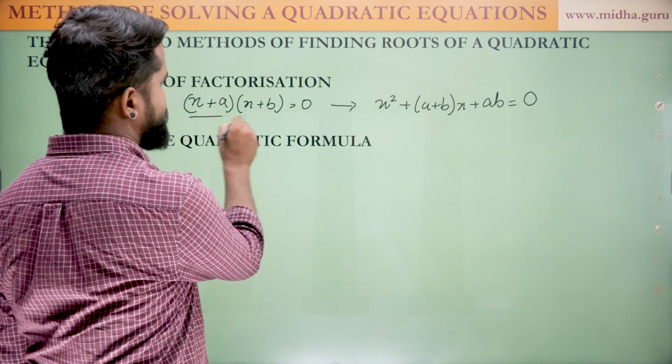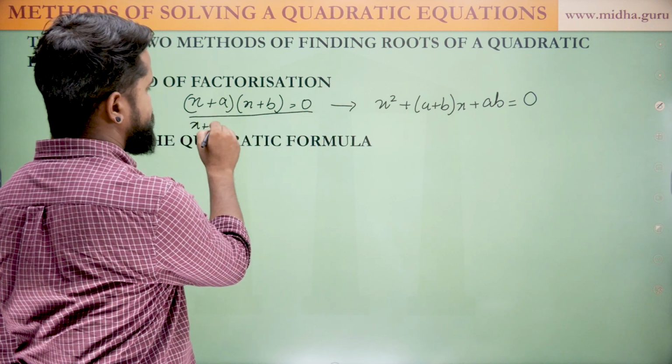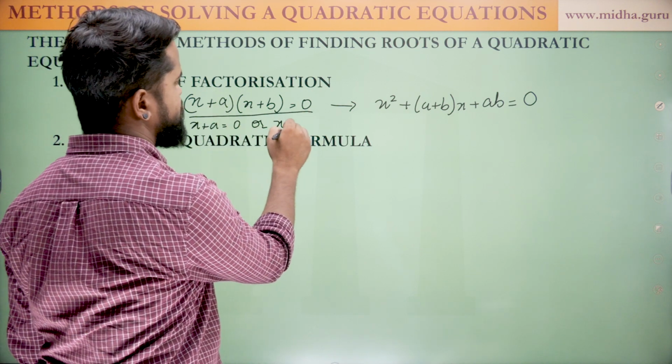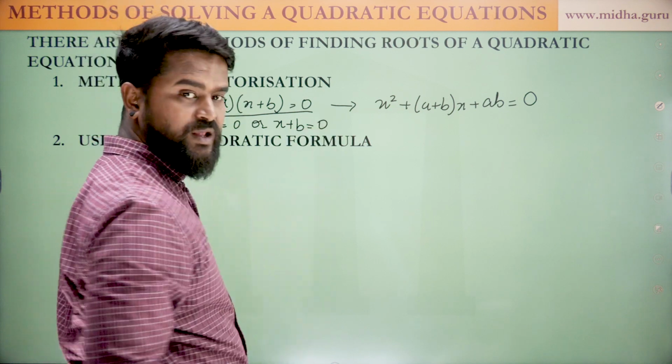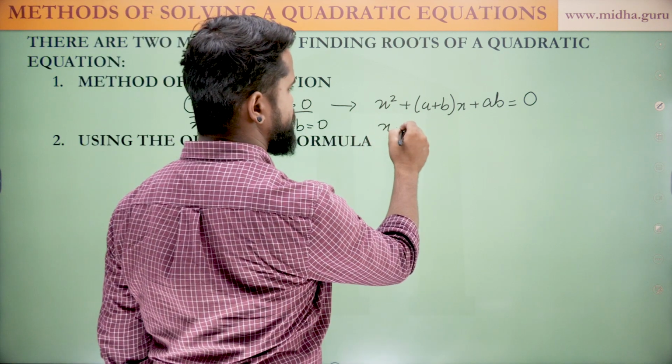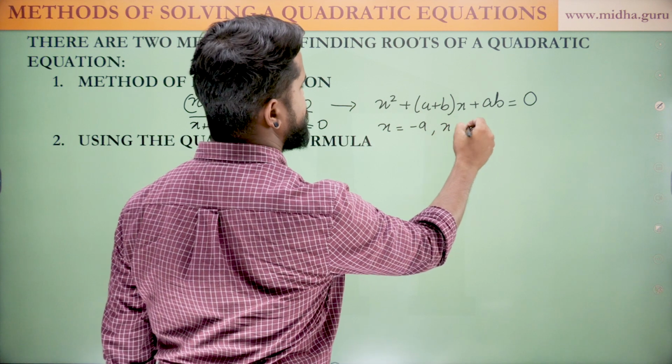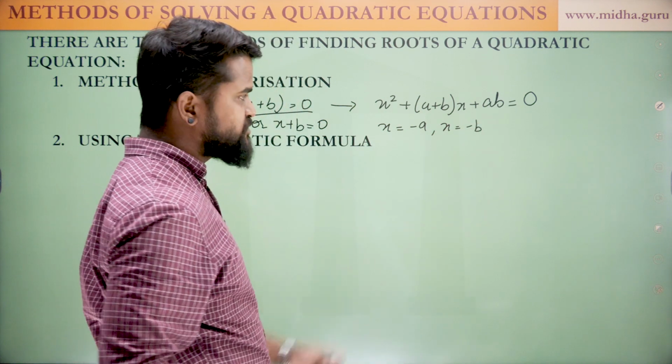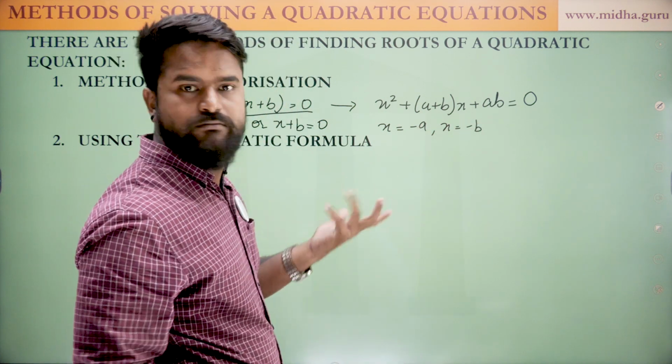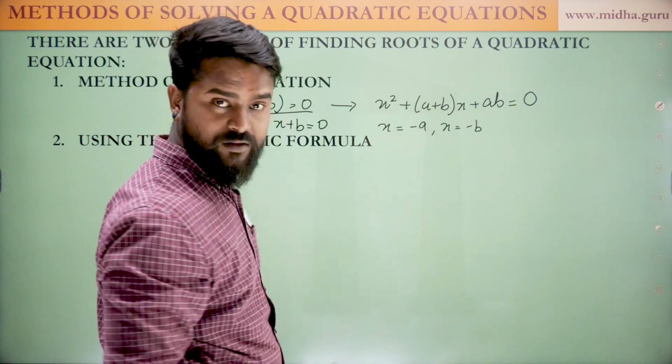So now let us say again with the zero product rule, either x + a is equal to 0 or x + b is equal to 0. If I use any one of these and say x + a is equal to 0, so x is equal to -a, and similarly x is equal to -b, which means these two should be, maybe, we'll check it out, but these two should be solutions for our given equation.